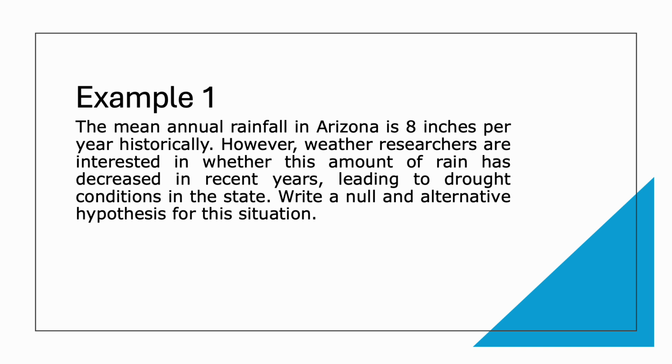Some things we want to identify in this problem before we write the null and alternative are: what parameter are we looking at? In this case, we are looking at the mean, the mean annual rainfall. We also want to determine what the rainfall is historically or supposed to be, or what we have been told it is. And historically, that mean was 8 inches per year.